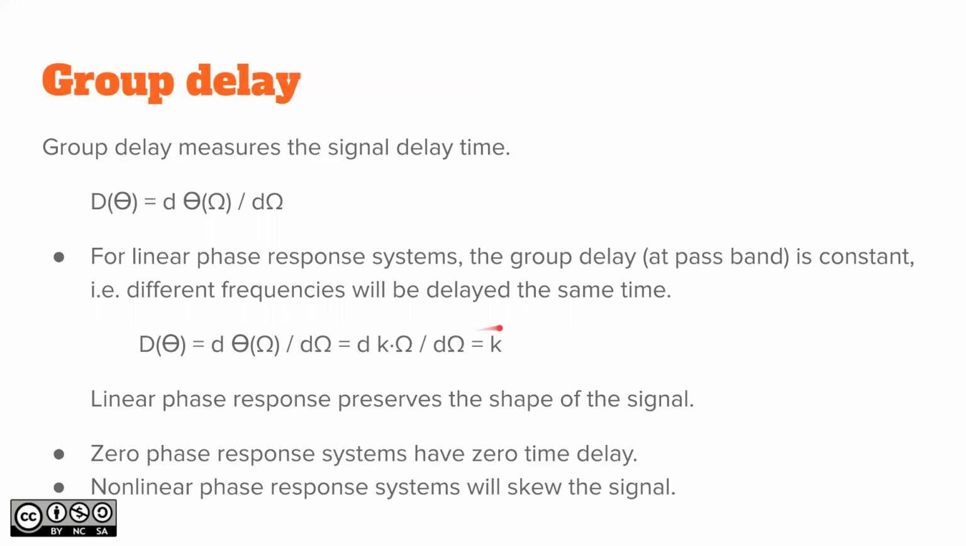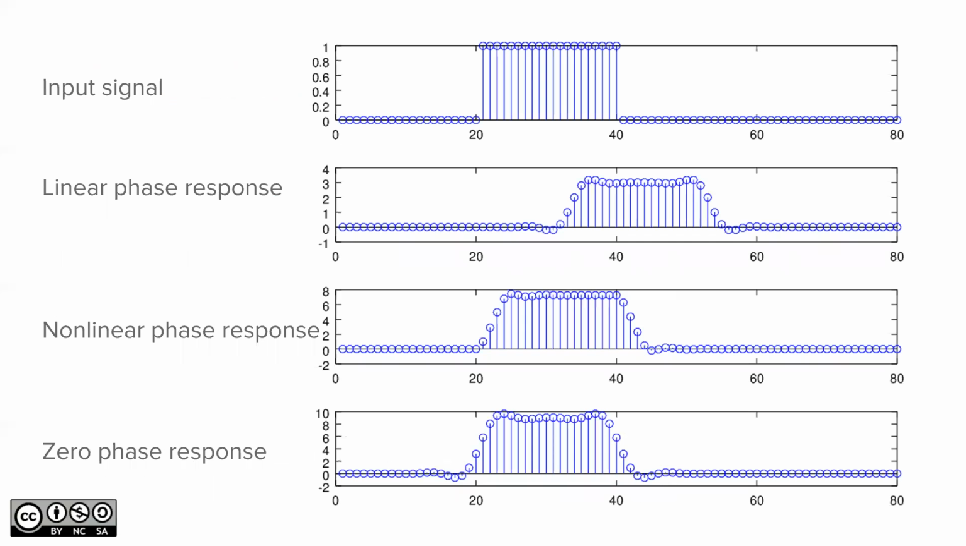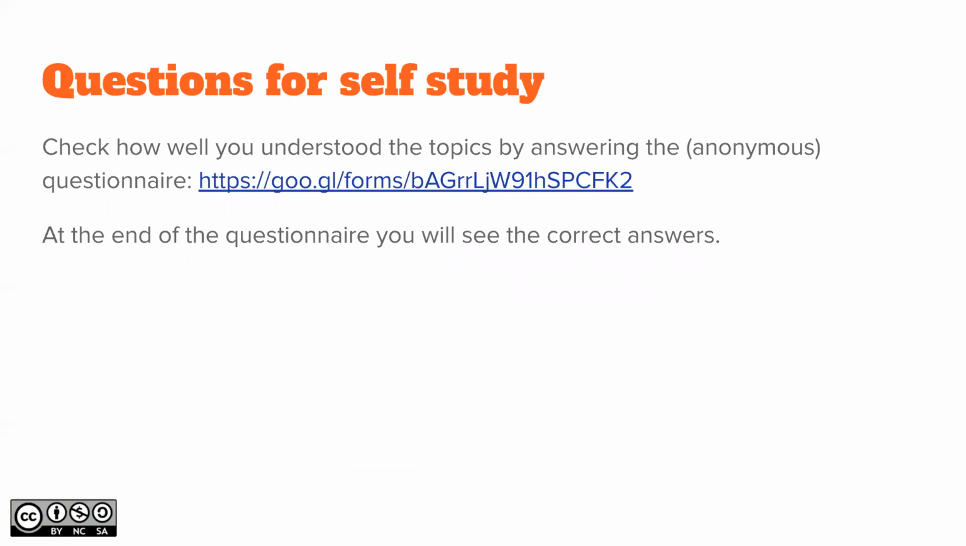Group delay, which is the frequency derivative of the phase response, gives you how many time steps or how many seconds each frequency component will be delayed in the system. And here we have three different kinds of systems: linear, nonlinear, zero phase. And that was the picture of that one. Okay, good. Any questions?